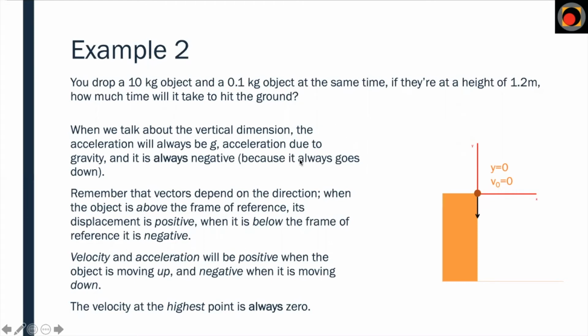Okay, so at the highest position, we know that our height, y, is 0, and our initial velocity is 0. Why? Because it says you drop. And remember, drop is a keyword that will tell us that the initial velocity is 0. Then, if at this position y is 0, the lowest position will be when y is minus 1.2, because you started here and then you moved downwards 1.2 meters.